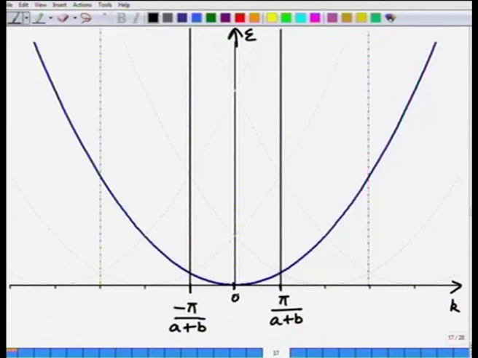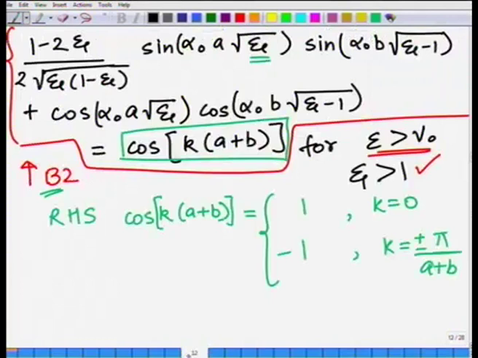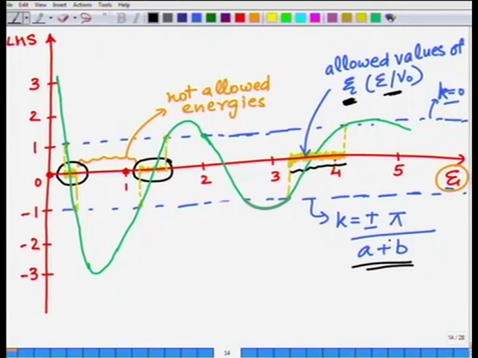Remember, I had shown you that at plus and minus pi by a plus b, right here, the left hand side will go out of minus 1, and hence those will be disallowed values of energies. I should also show you that there is another band which I have missed here, which is right here.